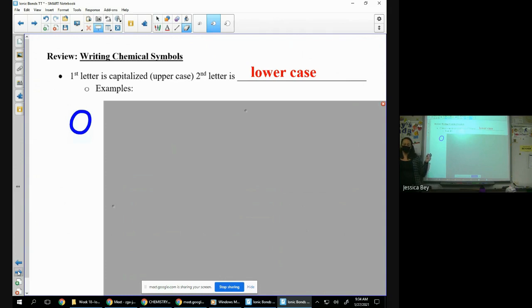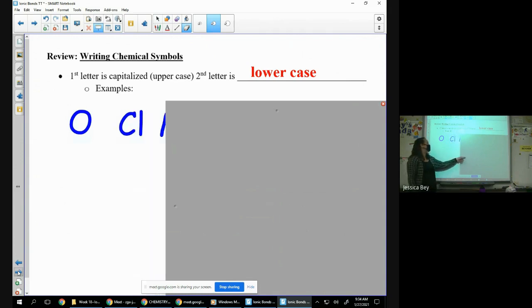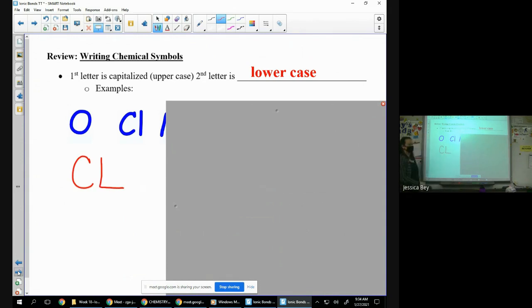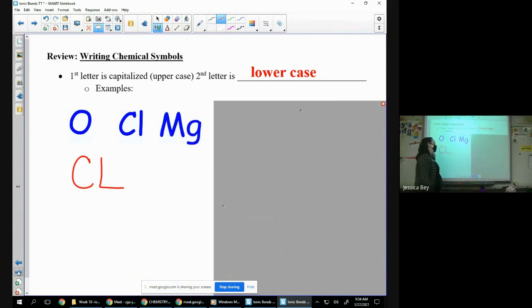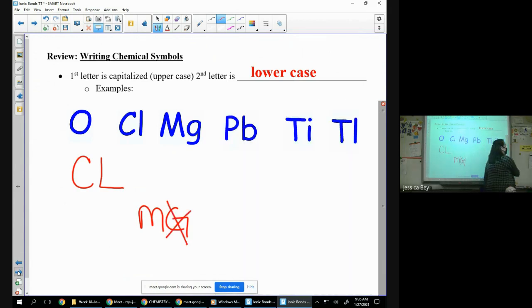So oxygen is just O. Once you get to something like chlorine, this good old days of CL like that, no, okay? Second letter has to be lowercase. Magnesium. People are like, yay, here's magnesium. No, lowercase. And you will really start to see the confusion if you don't follow the rule between titanium and thallium. Okay? So make sure you lowercase the second letter all the time.